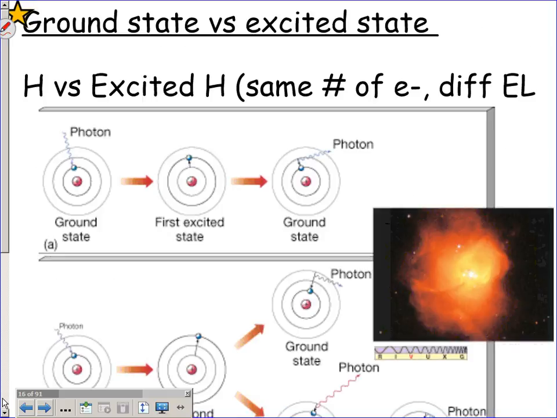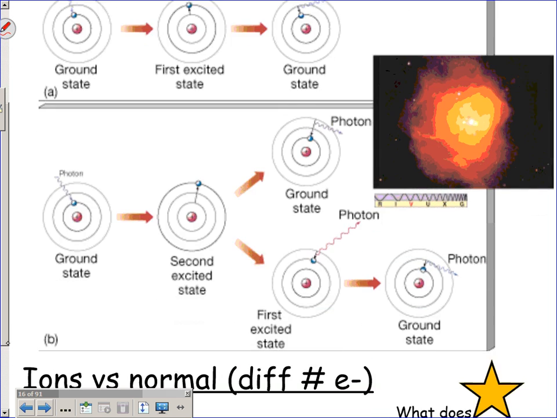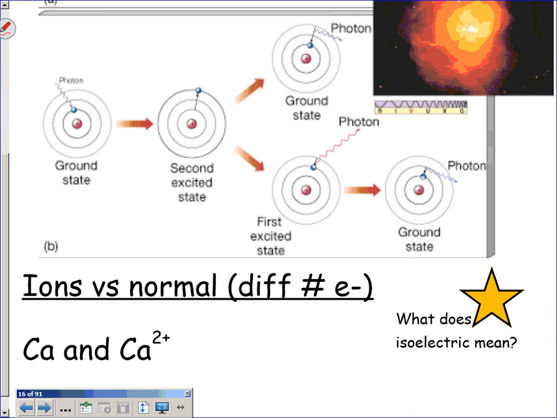All right, excited state, ground state, we briefly talked about. We're going to apply those more in the lab tomorrow. Let me go straight to something else, and I'll come back to that.